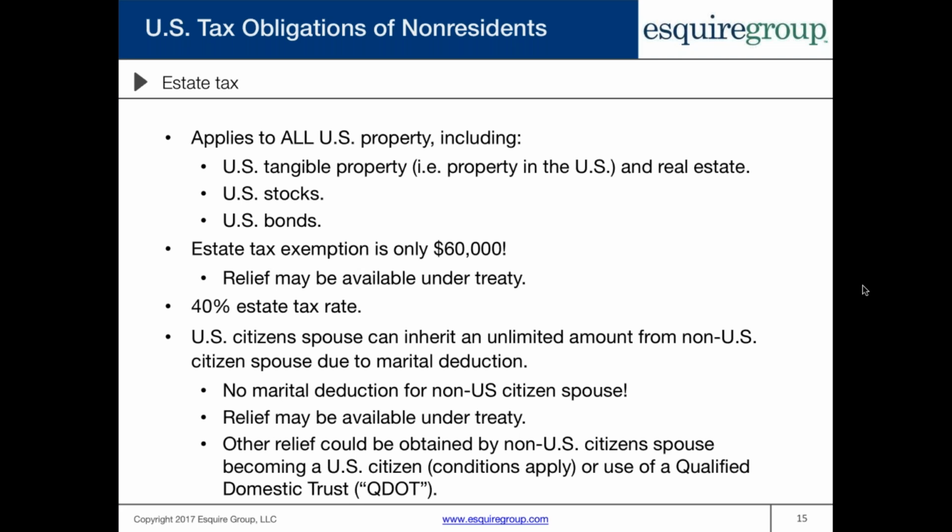If the recipient of the inheritance is a U.S. citizen spouse, then the U.S. estate tax would not apply. They could inherit an unlimited amount of money from the non-resident spouse due to the marital deduction. However, much like with the gift tax, that does not work the other way around. If a U.S. citizen left their non-resident alien spouse an inheritance, it would be the normal rules that apply. Again, there may be some relief available under the treaty.